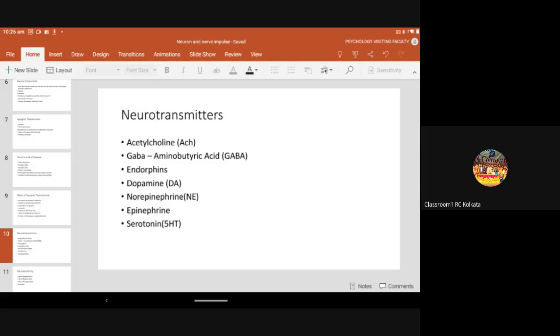So, the ACH plays an important role in neuromuscular function as well as sleep regulation, memory formation, and mainly learning, specifically learning memory. So these are controlled by this ACH, and it also stimulates the skeletal muscles to contract, but slows contraction in heart muscles. Now, these are all about the excitatory neurotransmitters.